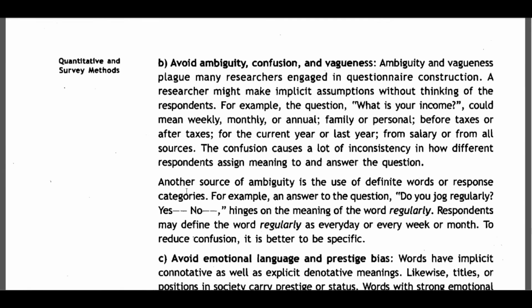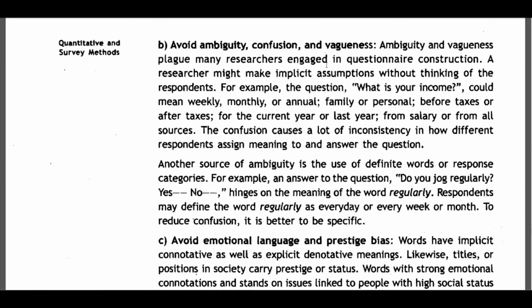Avoid ambiguity, confusion, and vagueness. Ambiguity and vagueness plague researchers engaged in question construction. A researcher might make implicit assumptions without thinking of the respondent. For example, the question, "What is your income?" would be in weekly, monthly, annually, family, or personal, before taxes or after taxes, for the current year or the last year, for the salary or of all the sources.